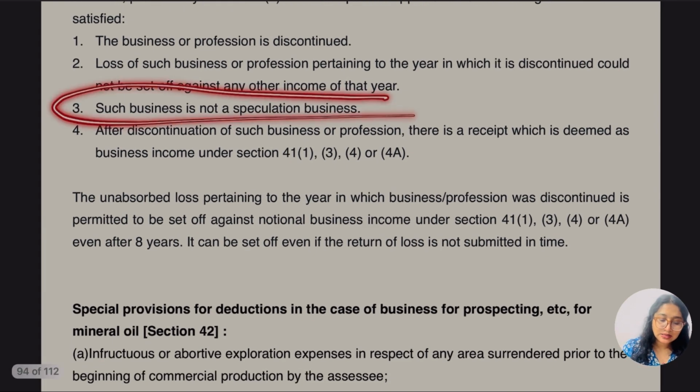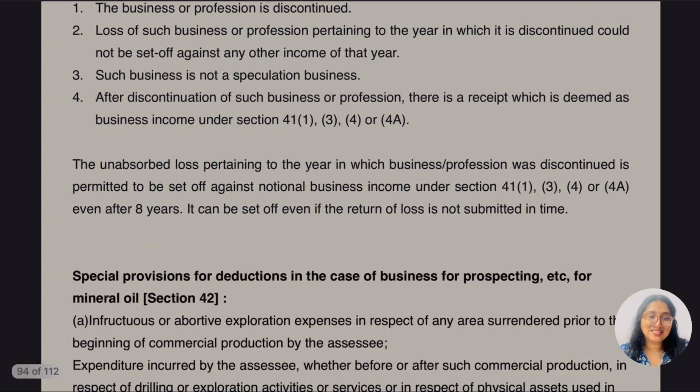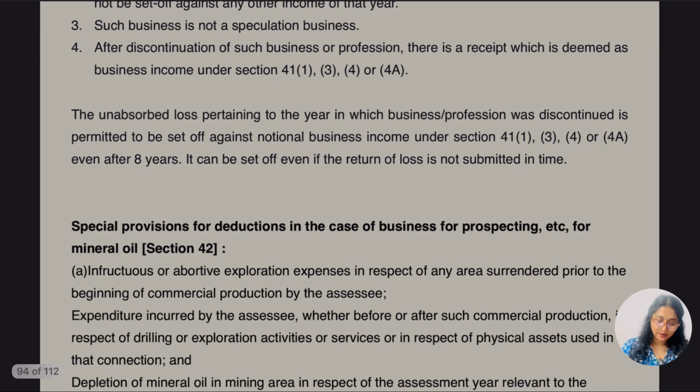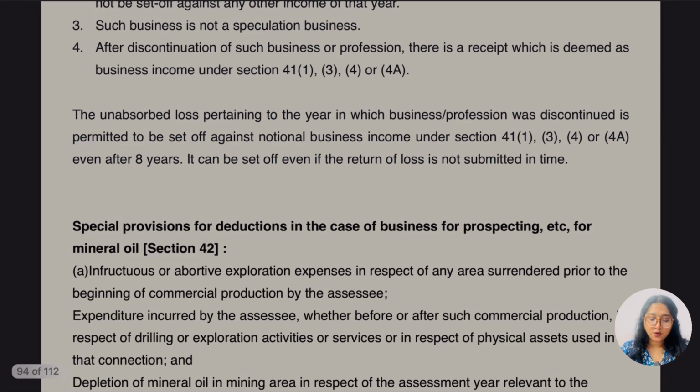Third, the business is not a speculation business. After discontinuation of a business or profession, there is a receipt which is deemed as business income under Section 41 subsection 1, 3, 4 or 4A. The unabsorbed loss pertaining to the year in which the business or profession was discontinued is permitted to be set off against notional business income under Section 41 subsection 1, 3, 4, 4A even after 8 years.